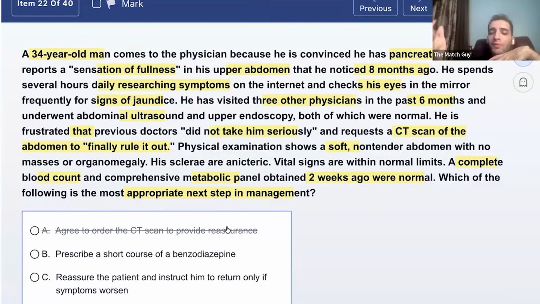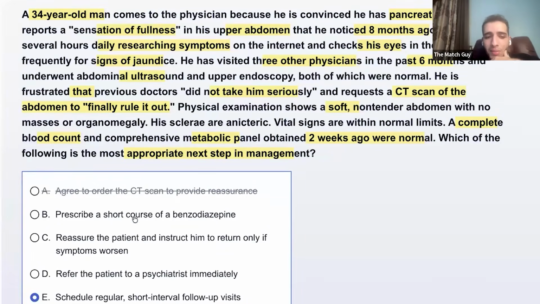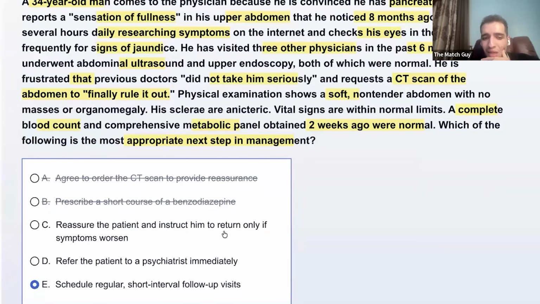He has this problem chronically. So in order to treat it, you need cognitive behavior therapy, not a short course. Wrong. Reassure the patient and instruct him to return only if symptoms worsen, so you are not doing anything here. Because this person has a problem, you need to follow up. You can't just reassure him. Reassurance will not work. Refer the patient to a psychiatrist immediately.